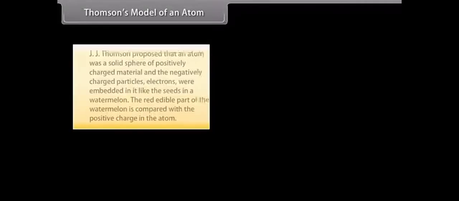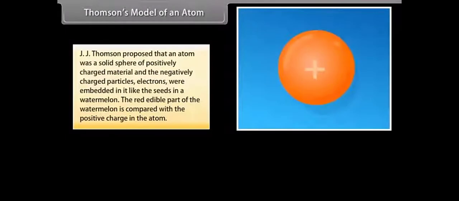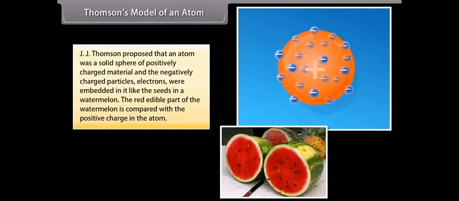Thomson's model of an atom. J.J. Thomson proposed that an atom was a solid sphere of positively charged material and the negatively charged particles, electrons, were embedded in it like the seeds in a watermelon. The red edible part of the watermelon is compared with a positive charge in the atom.